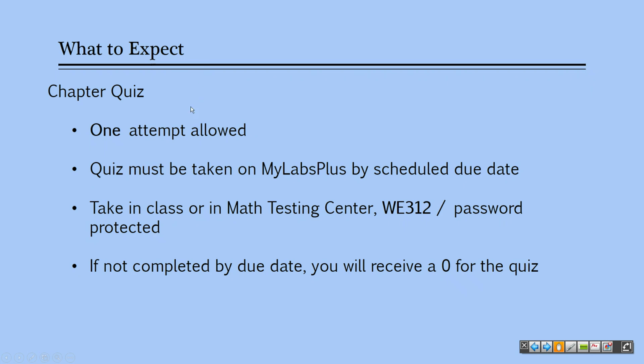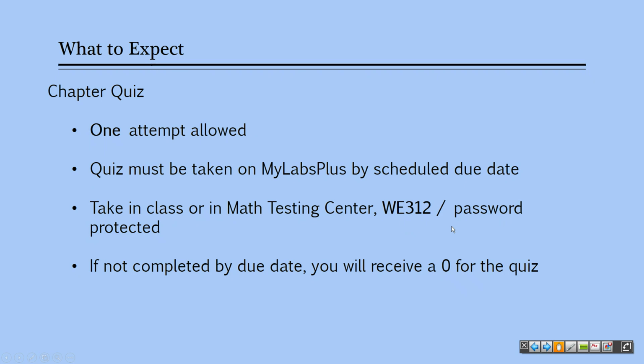When you have completed a chapter, you are expected to take a quiz. You have 1 attempt for every quiz. You must take the quiz on MyLabs Plus, and you'll have a pacing guide that tells you when the quizzes are due. The quizzes must be taken in class or in our math testing center, which is in room 312.